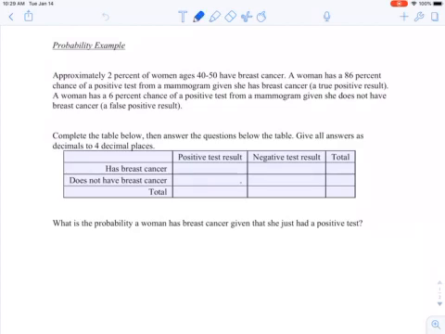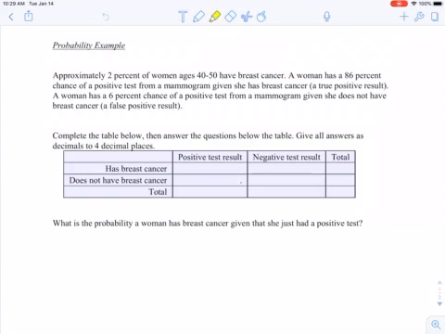Okay, so it says approximately 2% of women ages 40 to 50 have breast cancer. A woman has an 86% chance of a positive test result from a mammogram given she has breast cancer, which is a true positive, and a woman has a 6% chance of a positive test from a mammogram given she does not have breast cancer, which is a false positive. So this wants us to complete the table and give our answers in 4 decimal places. So let's write down the information we know.